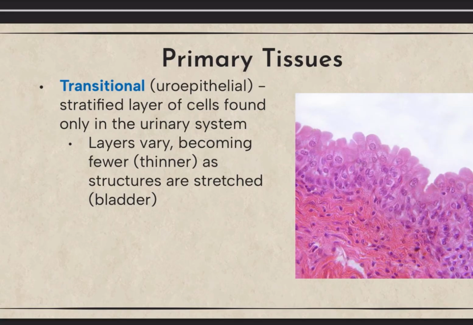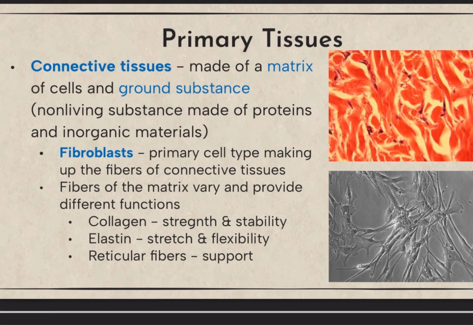So think of the transitional tissue kind of as like an accordion. When the accordion is closed, it's really bunched up, it's super thick, but as you pull it apart, that's when it starts to thin out.